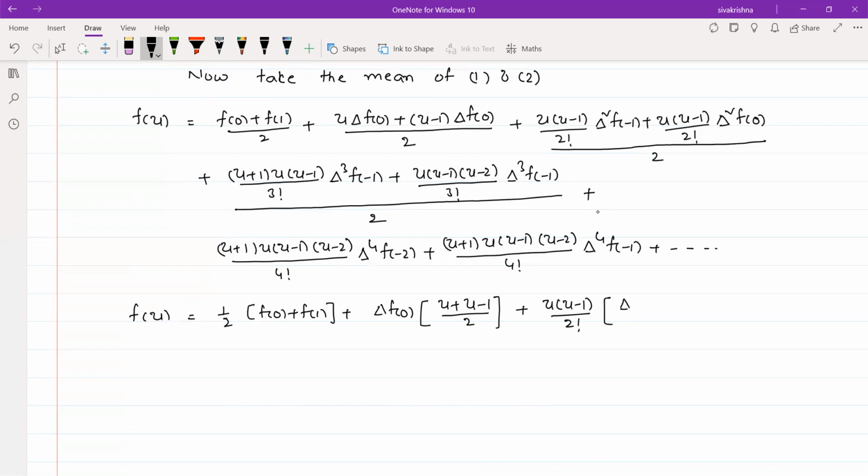Okay. So whenever we have to consider the mean of equation 1 and equation 2, we have to add the corresponding terms in both the equations and write by 2. Here we have forgotten to write the by 2. So I am taking u into (u minus 1) by 2 factorial as common. Then we get delta square f of minus 1 plus delta square f of 0, by 2.